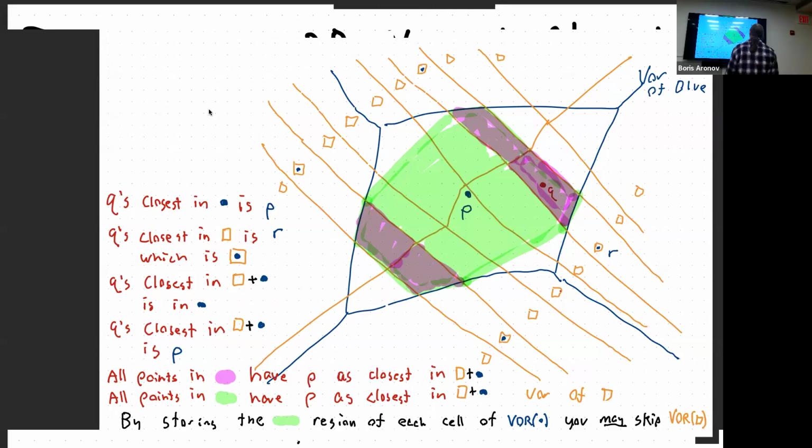So if you can compute this region and store it. I'm sorry, I don't get it. But what if you have an orange point just next to P? Then the nearest neighbor of the purple region stays the same. So that means that the blue Voronoi diagram stays the same. However, the orange Voronoi diagram changes. If the orange puts you on top of P, then this region will disappear.